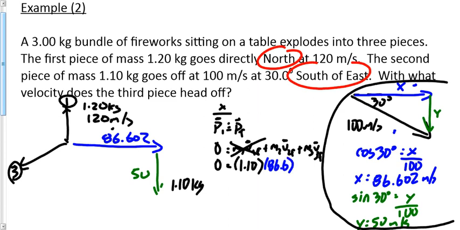Plus M3, which is 0.70 kilograms. Do you know how I got that 0.7? Yeah, all the masses have to add up to give me what I had before, right? Good. So we solve for V3F here, and it works out to be, for the x component, negative 136.0896 meters per second.